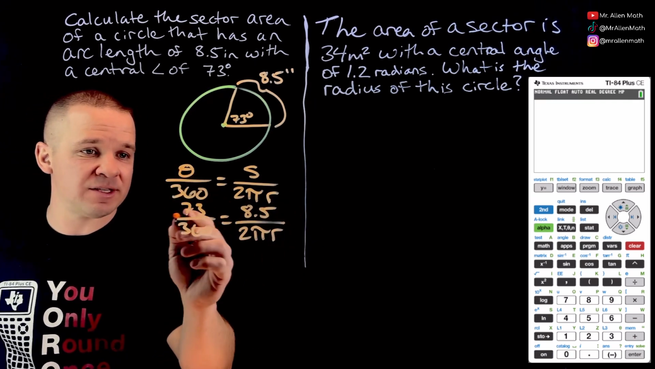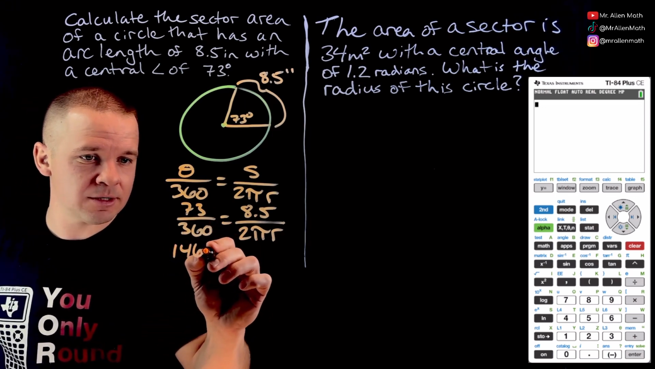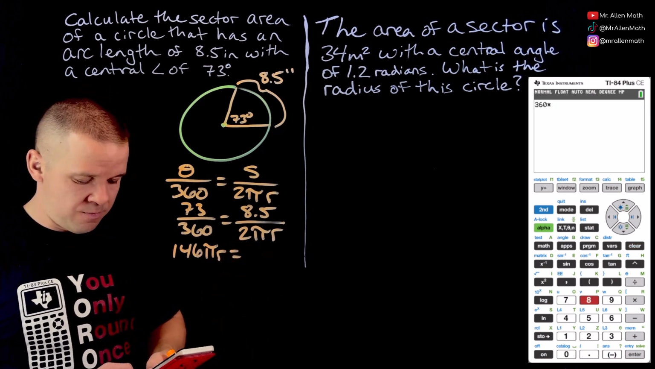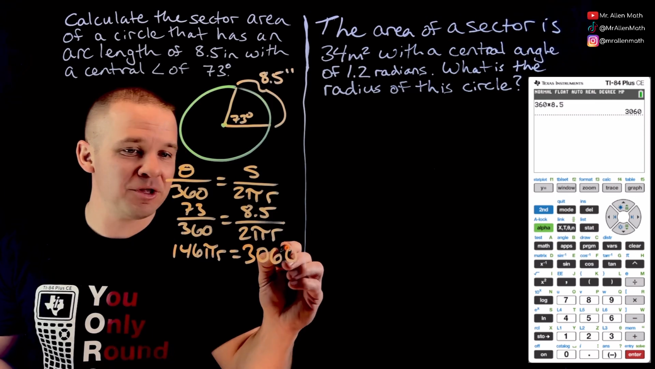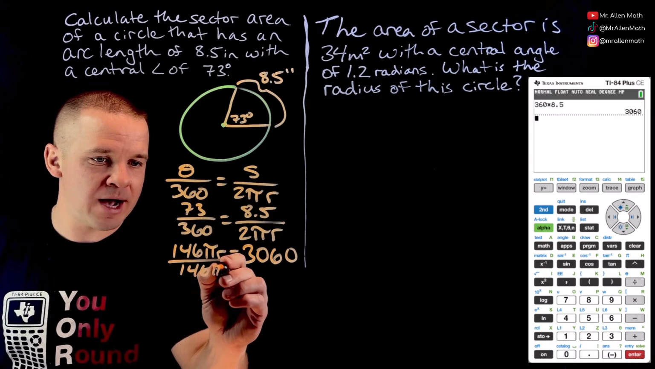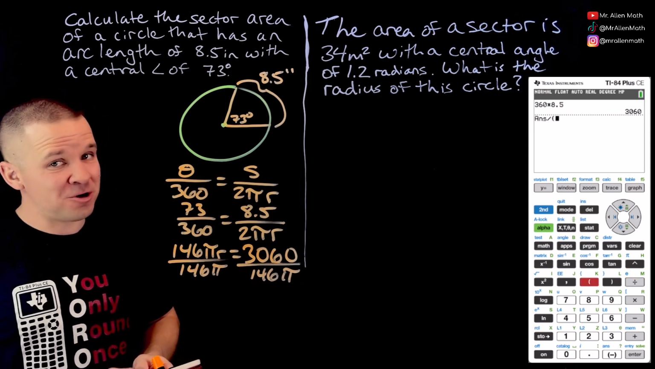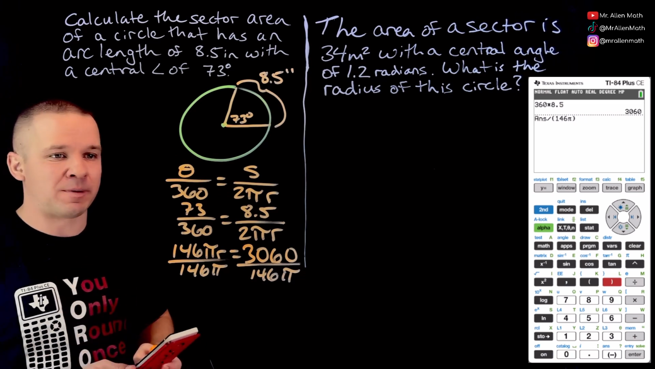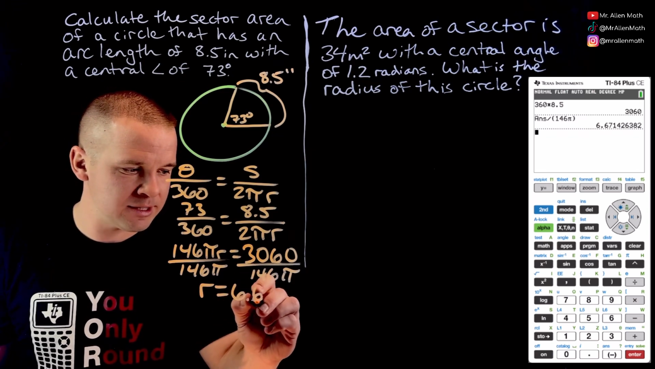I'm going to cross multiply, so I'll have 73 times 2 pi r. So 73 times 2 is 146. So 146 pi r equals, then I got 360 times 8.5. So we got 3060. All righty. And then I got to just solve for r, so I'll divide by 146 pi. Make sure when you do this, 146 pi, that you put parentheses there. Otherwise, it'll divide by 146 and then multiply by pi. You don't want that. So there's my radius. So radius r equals 6.67.